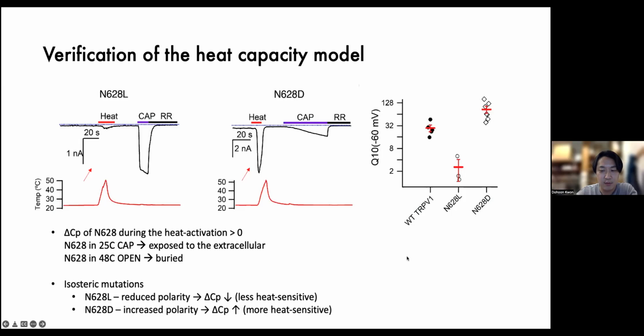This point mutation's functional effect correlates well with the direction of the heat capacity change. This is a clear observation: a point mutation can substantially increase or decrease the heat sensitivity of the thermo-TRP channel.